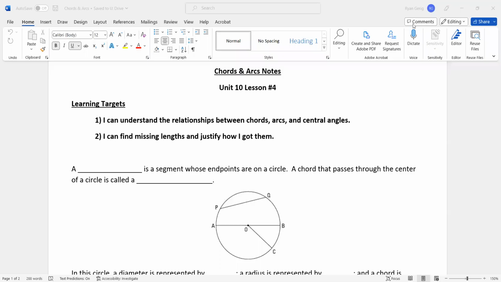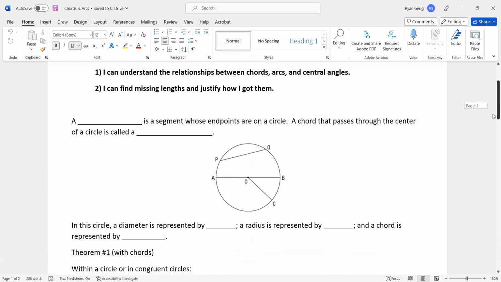Hello, geometry. Here we go with lesson 4. Pretty easy lesson, but at the same time, the explanation part can kind of trick people a little bit, but it's pretty common sense for the most part.